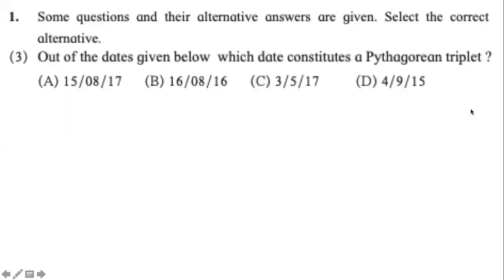It is also very similar. The only difference is now the numbers are given in the form of dates. It doesn't matter to us. The moment it says triplet, all we need is a set of 3 numbers. Do we have sets of 3 numbers? Yes, we have. Here, not just one, we have 4 sets of 3 numbers. So all we have to do is square them, add them, and check the sum.